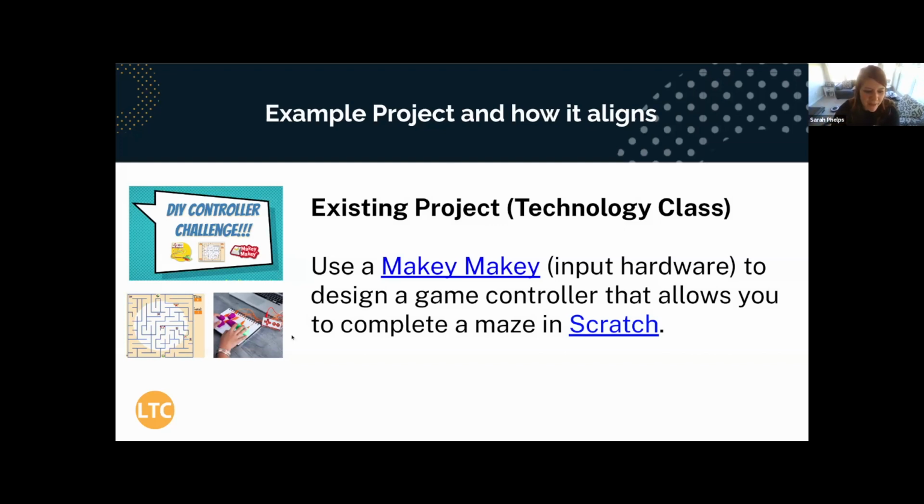That picture right here, this is a Makey board. So this is a cool thing that plugs into your computer. Because in 6.8, the kids are supposed to be able to use a piece of hardware, something in the real world, to control something digitally, okay? So the existing project that we have is using the Makey, which is our input hardware, to design a game controller that can be then used to complete a puzzle or a maze in Scratch, okay? So this is our initial project. Super fun. It's combining some fun hands-on engineering, super simple to do, kids love it.